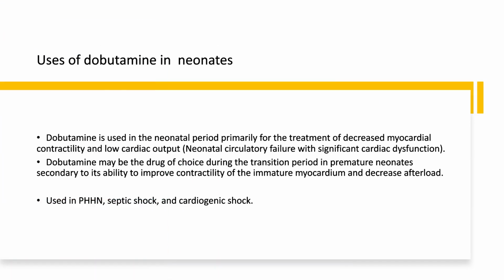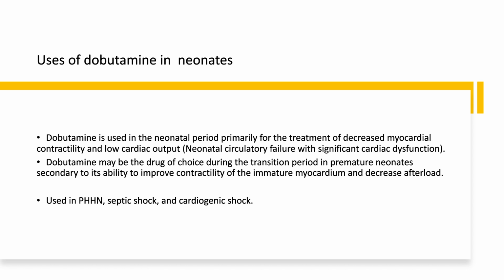The use of dobutamine in neonates. Let's think for a while. According to dobutamine's action, what is the case that needs a drug that will increase heart contractility and cause pulmonary vasodilation? Exactly, pulmonary hypertension. Dobutamine can be used in the treatment of pulmonary hypertension. However, it cannot be used in hypotensive patients, as we discussed before.